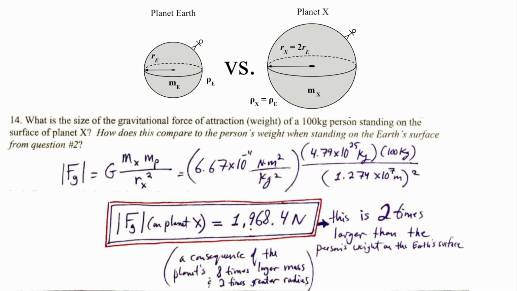It's 1,968.4 newtons, which, think about it, is about double the gravitational force of attraction that they feel on the Earth. A 100-kilogram person is going to feel a gravitational force of attraction near the surface of about 980 newtons, or about 1,000 newtons, and this is about double that. So a planet that has double the radius, as long as the density is the same, turns out the gravitational force of attraction is about 2 times as much.